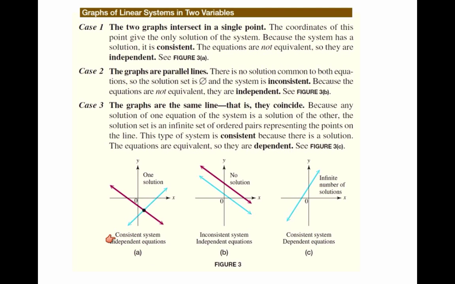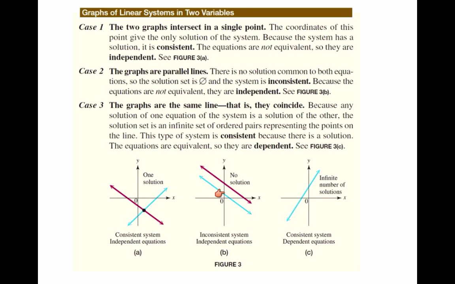Now, the other point that we need to remember is whether the system is consistent or inconsistent. And that's easy to remember too. If you don't have any solution, it would be inconsistent. Otherwise, it would be consistent. Whether you have one solution or infinitely many solutions, it would be consistent. So the only time it is inconsistent is when there's no solution.